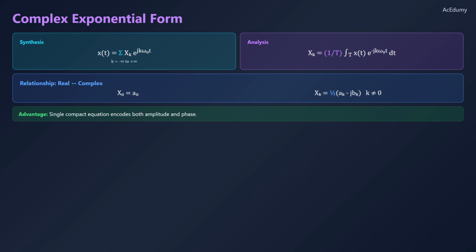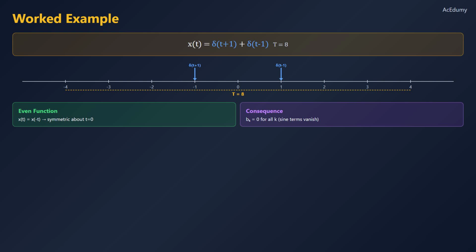The complex coefficient Xk encodes both amplitude and phase. The relationship is Xk equals 1/2 times (ak minus j bk) for k not equal to 0, and X0 equals a0. This complex form is more compact and widely used in engineering. Let's apply these formulas to a concrete example.